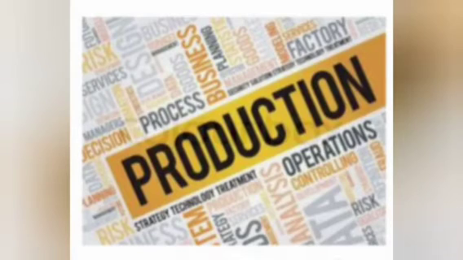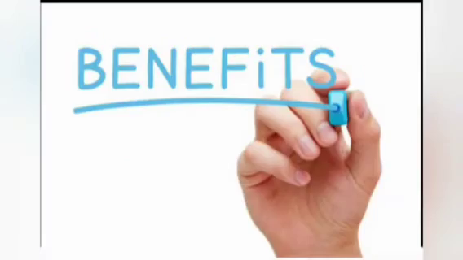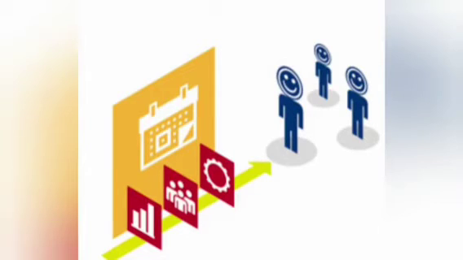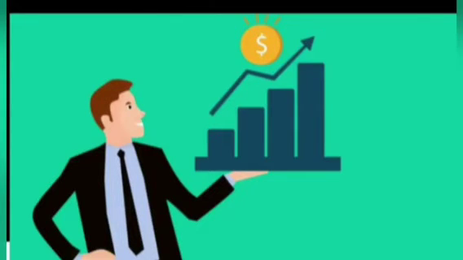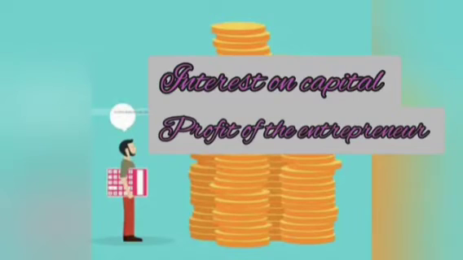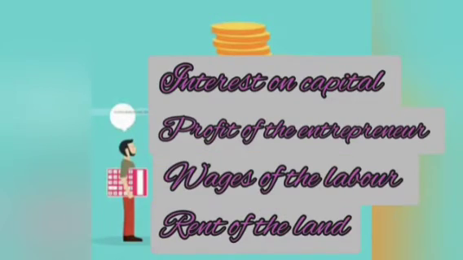So, we want to plan production activities in such a way that it benefits the individual. The maximum number of individuals we want to satisfy. So, our production activities also work that way. It is also important how the income generated is distributed. Income generated is distributed as interest on capital, profit of the entrepreneur, wages of the labor, and rent of the land. So, it is very important how the income is distributed.